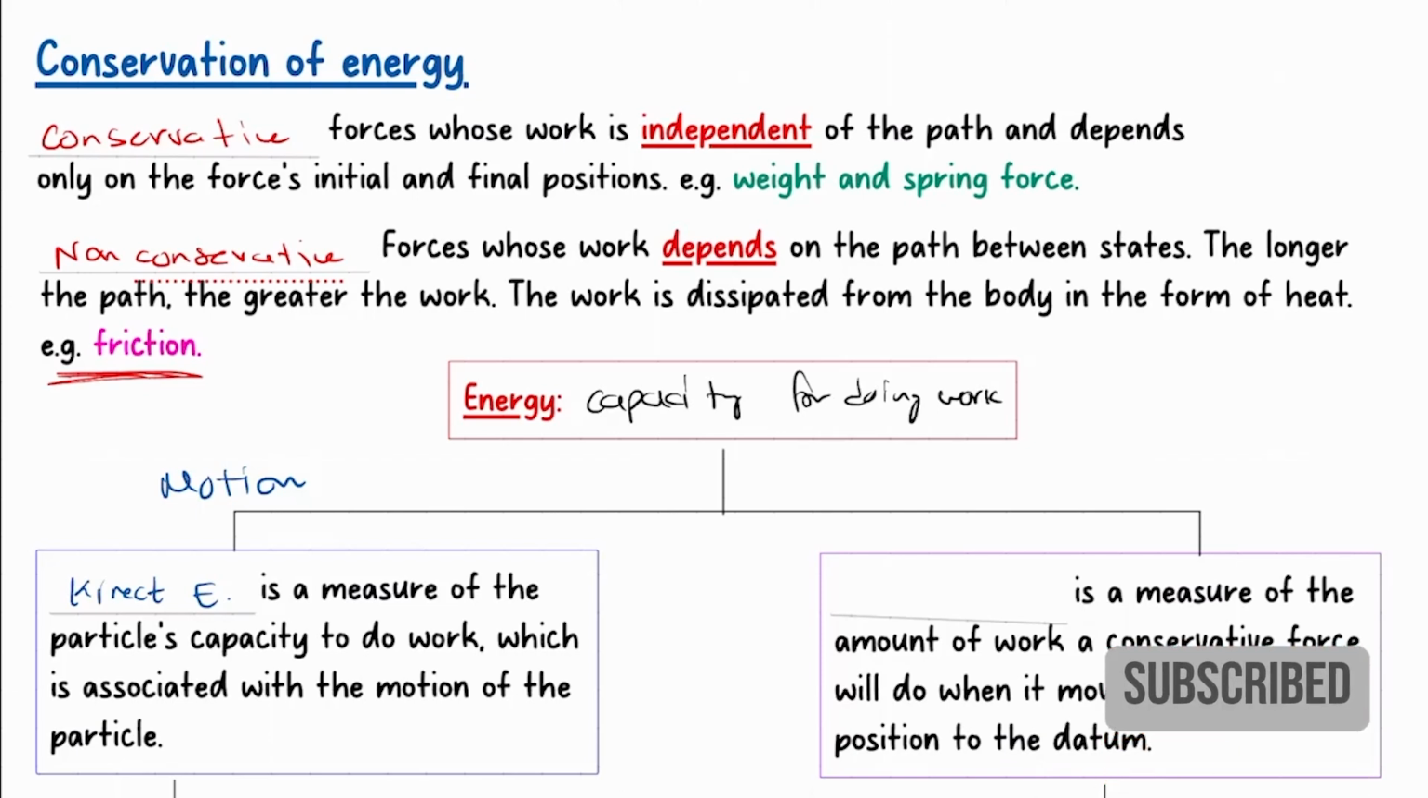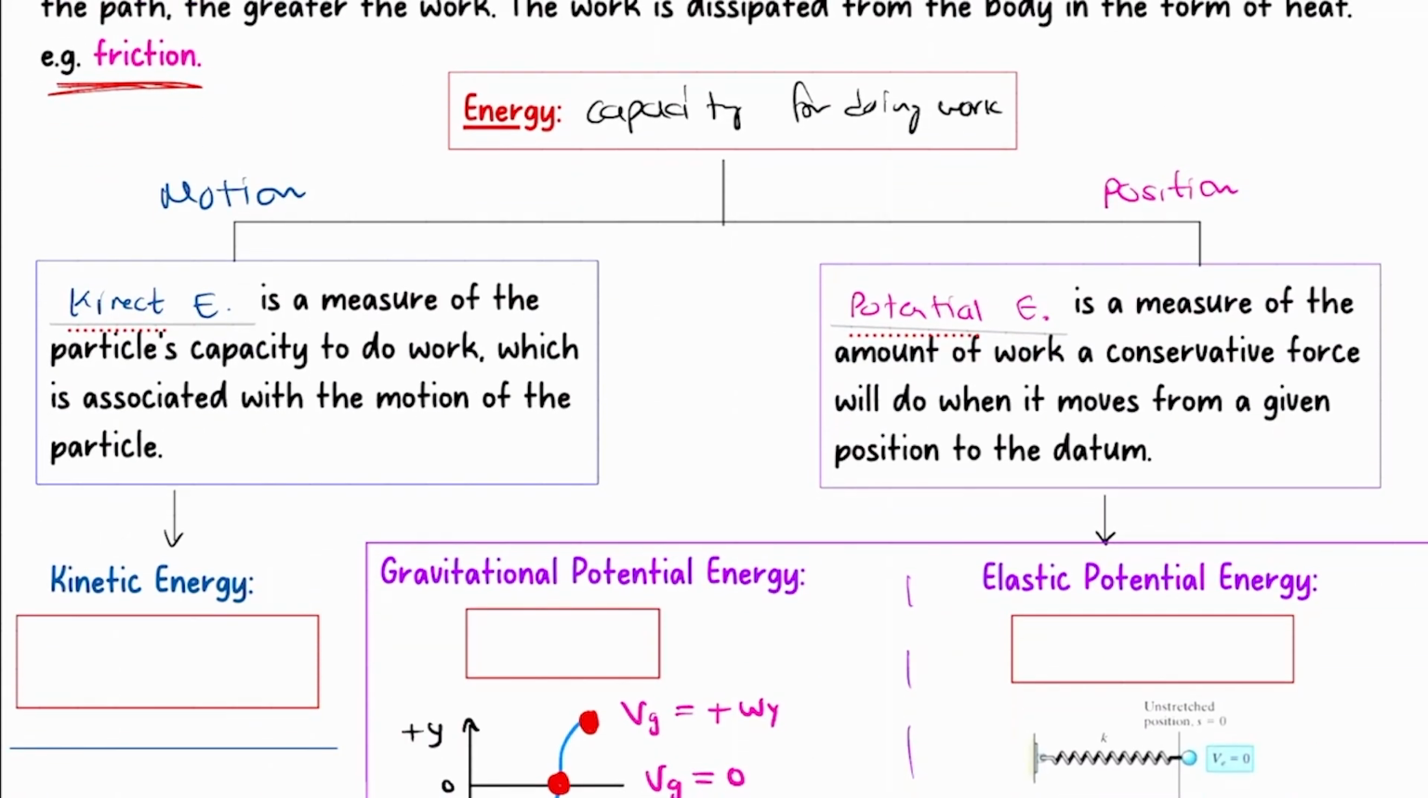Now, when it comes to the position of where those particles are in space, that's when we use potential energy. Potential energy is just a measure of the amount of work a conservative force will do when it moves from a given position to the datum, or a reference point, right? If it moves an object up, then it will have higher potential energy. For kinetic energy, the equation is pretty simple. We already saw it in the previous videos, but just redefining here: kinetic energy is equal to 1/2 mass times velocity squared. We've seen before how it's derived.